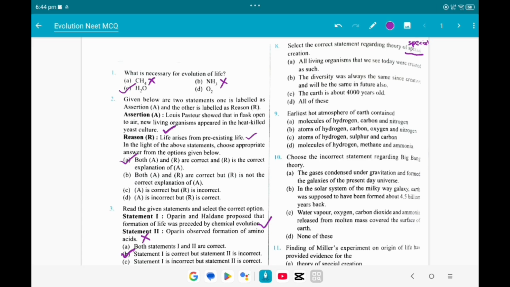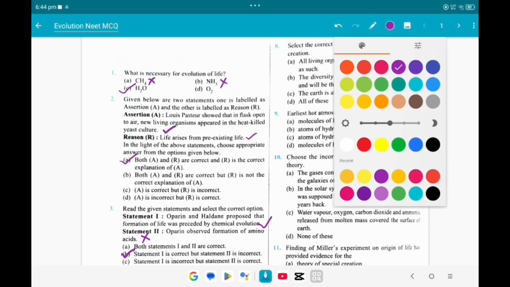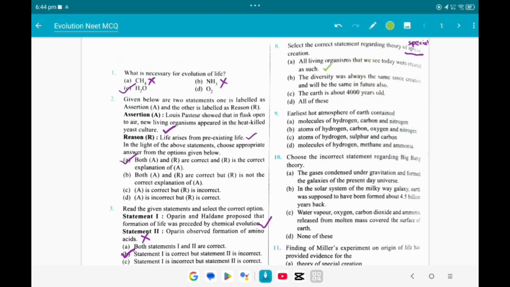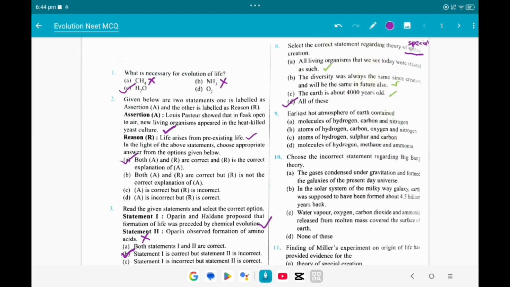Okay, the options are, all living organisms that we see today were created as such, and this statement is indeed mentioned under theory of special creation. So this statement is correct, and I'm using a green marker. The diversity was always the same since creation and will be the same in future also. This is also correct. The earth is about 4,000 years old. This is also correct. So it's quite obvious that our answer is all of this.